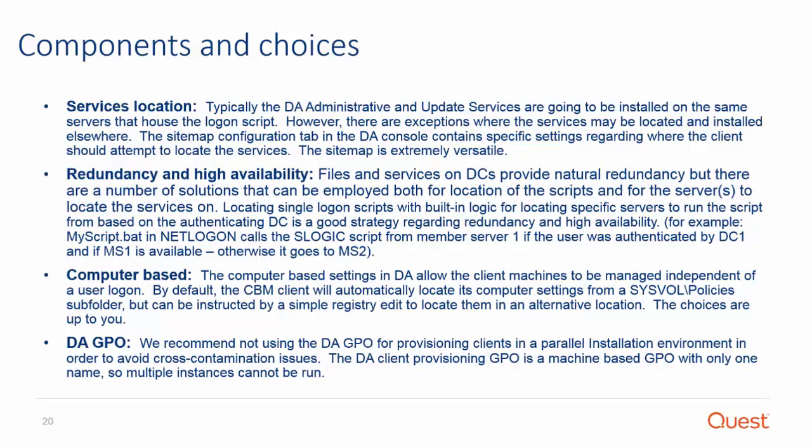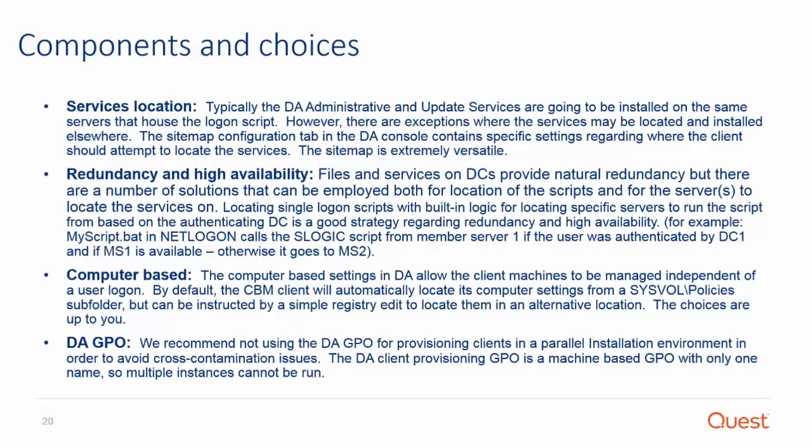So, more choices. Files and services for redundancy and high availability. Files and services on the domain controllers provide natural redundancy, right? There are a number of solutions that can be employed for both locations of the script and for the servers to locate the services on. But I think a good strategy is locating a single logon script with built-in logic for locating the specific servers to run the script from, based on the authenticating DC. That is a sound strategy, right?